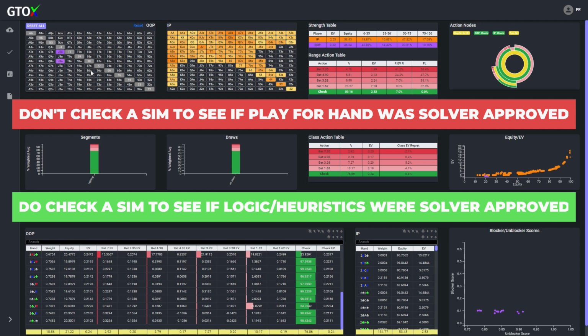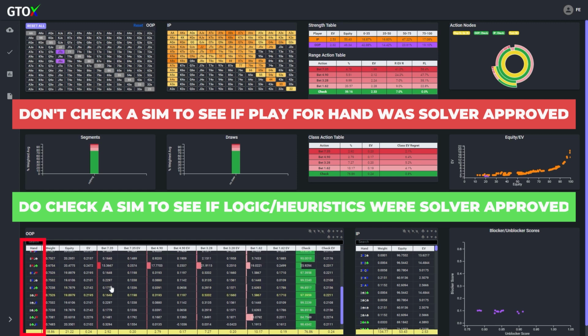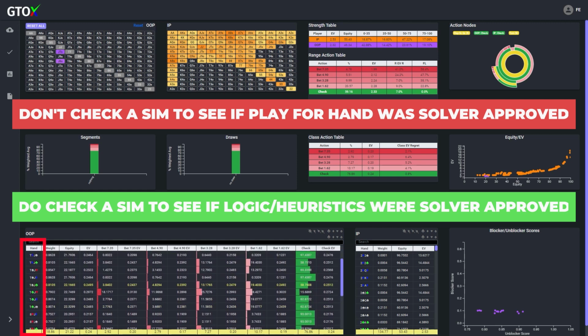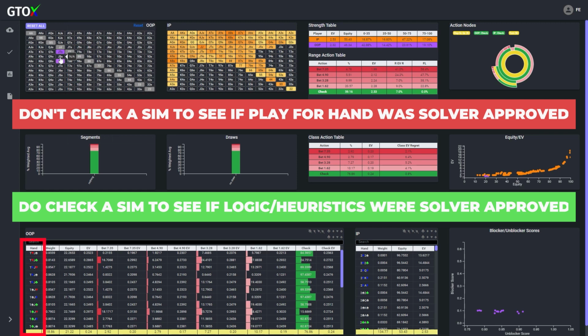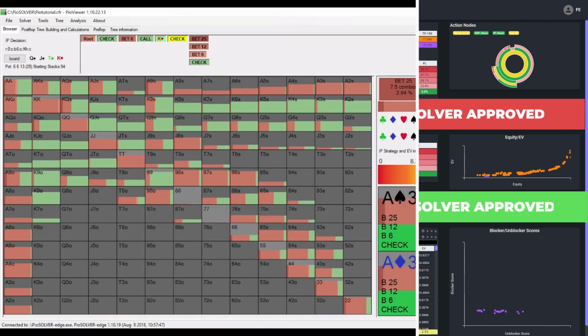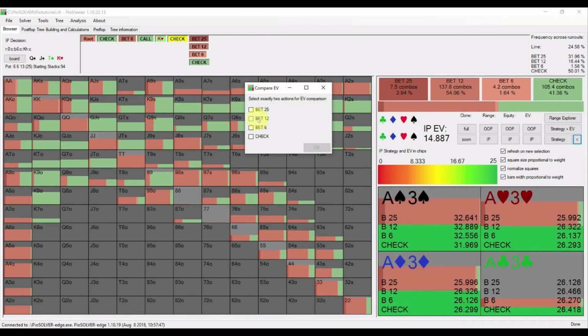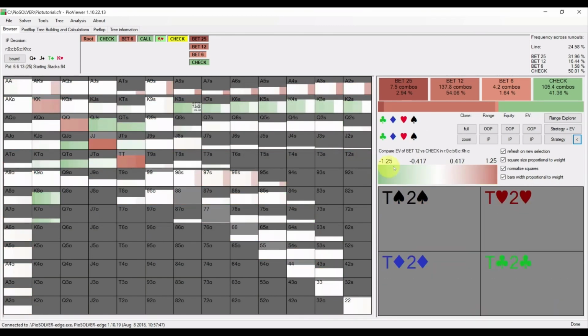And the only objective way to check if our logic is solver approved is by analyzing the strategies for all of the combos that fit within our heuristic. However, as you can probably imagine, checking all of the EVs for each such combo can be extremely tedious and time-consuming. Although PioSolver, which is the solver that I primarily use to learn GTO, does have an EV comparison function, you can only compare two actions at a time, and you can't compare EVs for select groups of hands.